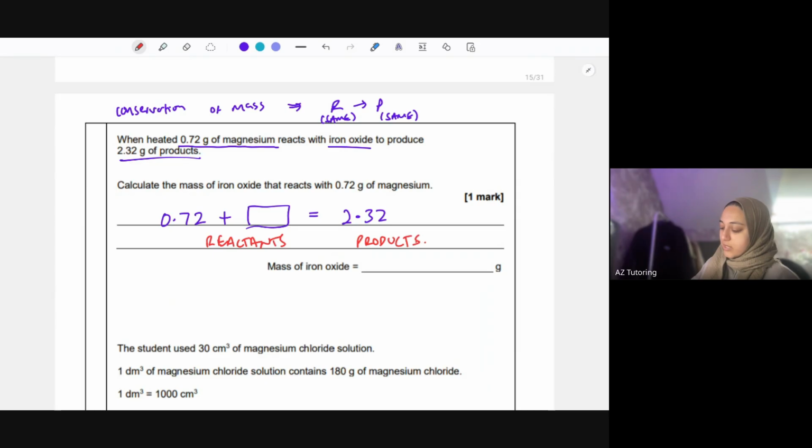And they've just said work out the mass of iron oxide, so this missing number here. So I need both the left-hand side and the right-hand side to be the same. So to work out that missing number here, all I need to do is just minus 0.72 to the other side. So I'm doing 2.32 minus 0.72. That gives me 1.6. Just check your answer as well. 0.72 add 1.6 gives you 2.32 as well. So 1.6 grams. So that's just testing you on conservation of mass.